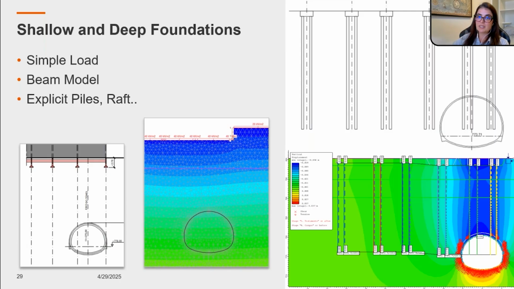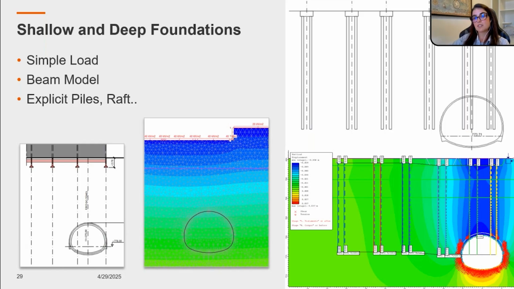So the simplest way is by using a simple load. You just add the building's weight as a load on the ground surface. This is good for quick estimates, but it assumes the building moves exactly like the soil. So we usually do this for buildings with shallow foundations or for the first assessment of expected damage.